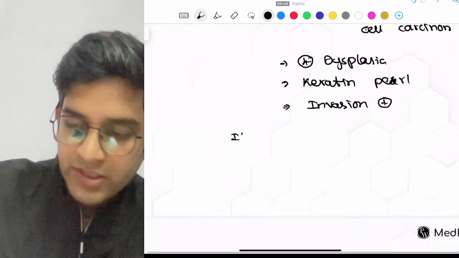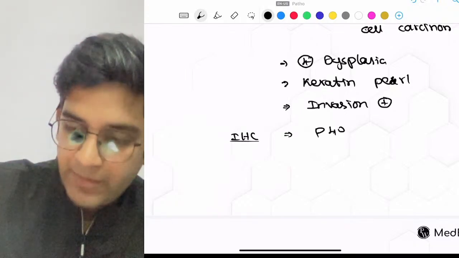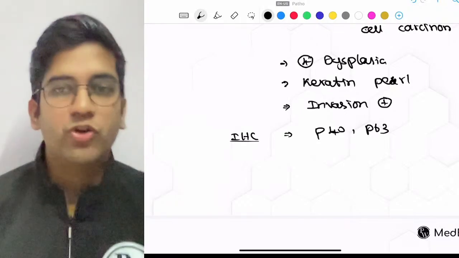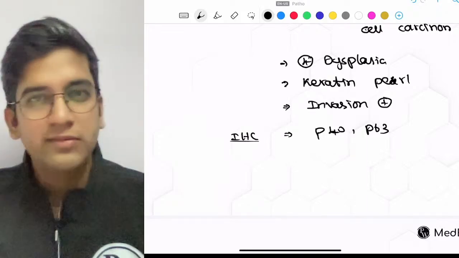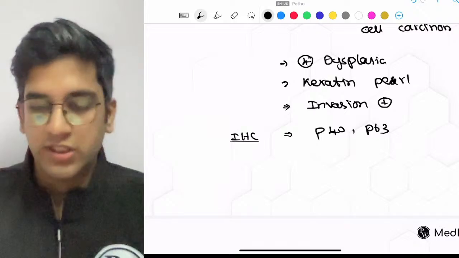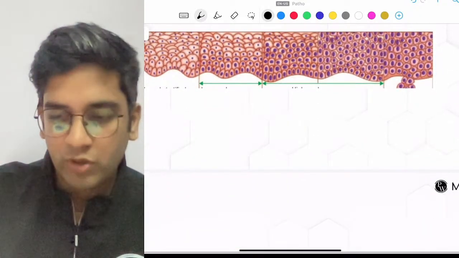If at all immunohistochemistry is asked or required, there are 2 markers, P40 and P63. Both of them are good markers. P40 I would say is a better marker than P63, but both are equally good. Anything you can apply to say it's a squamous origin, right? Okay. So you must have seen an image from Robbins.